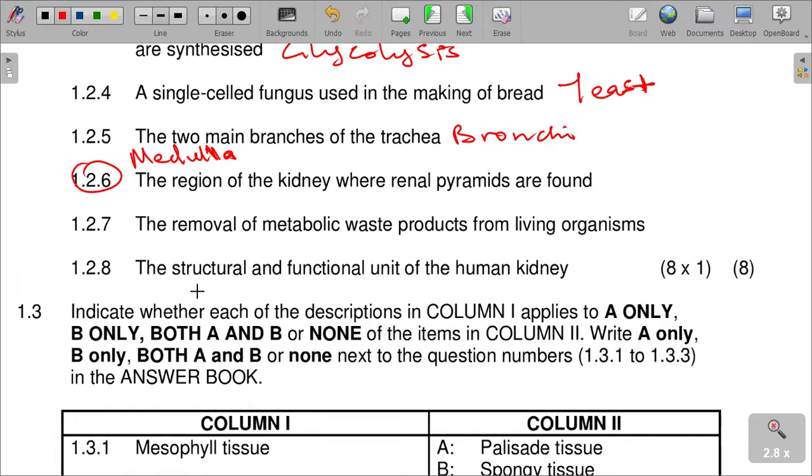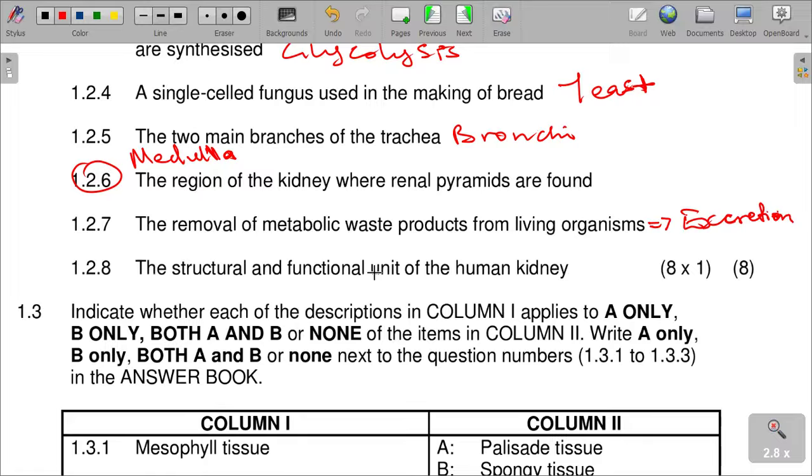Next question, the removal of metabolic waste products from living organisms is called excretion. When waste is released, the removal of metabolic waste products from living organisms, we call that excretion. Excretion is the removal of waste products from the living organism.